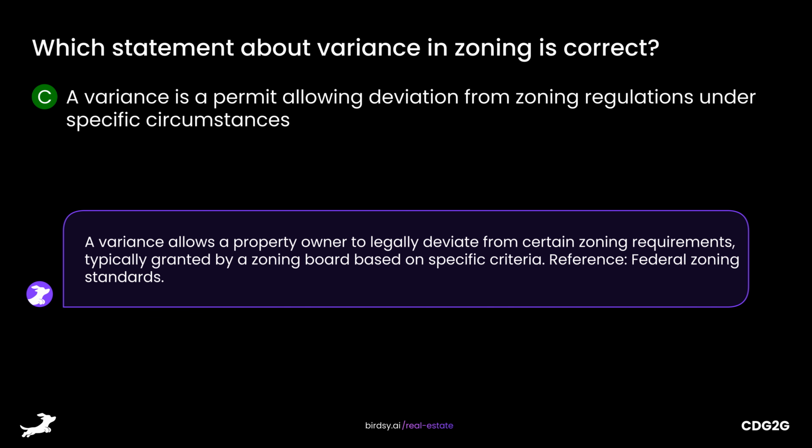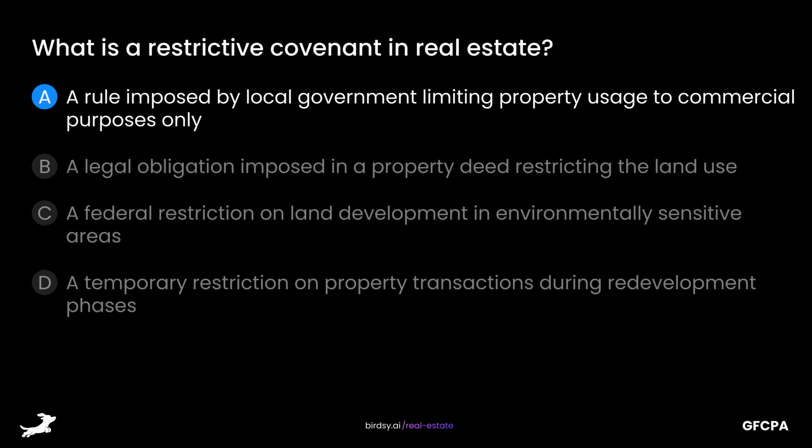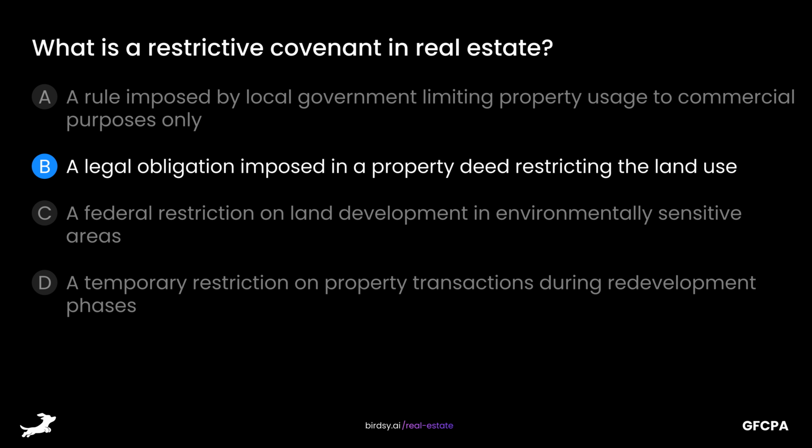A variance allows a property owner to legally deviate from certain zoning requirements, typically granted by a zoning board based on specific criteria. Reference: Federal Zoning Standards. What is a restrictive covenant in real estate? Is it A, a rule imposed by local government limiting property usage to commercial purposes only? B, a legal obligation imposed in a property deed restricting the land use?